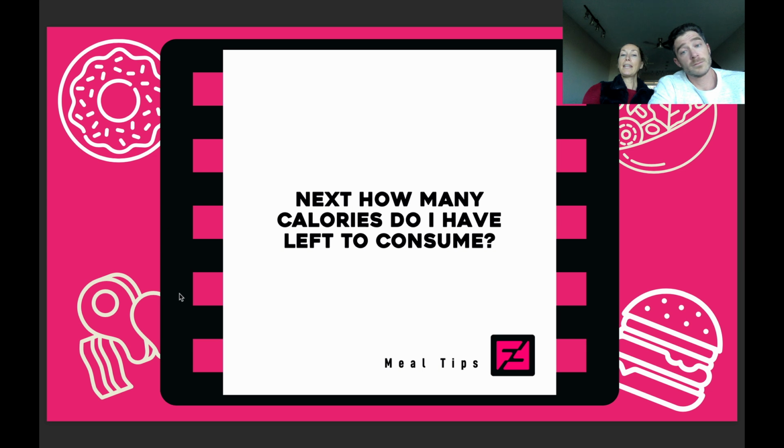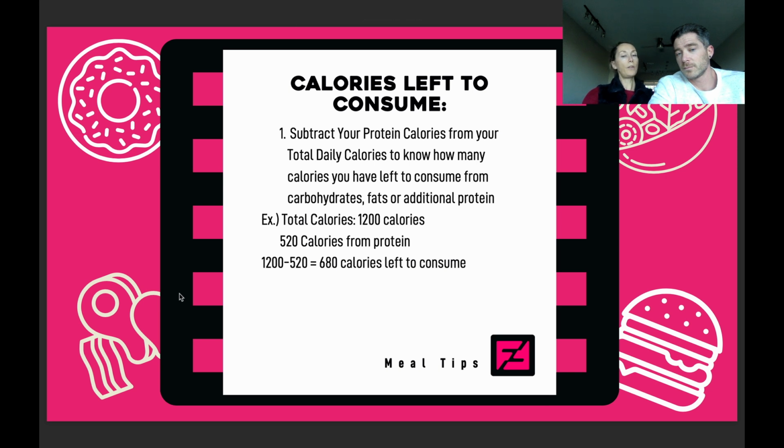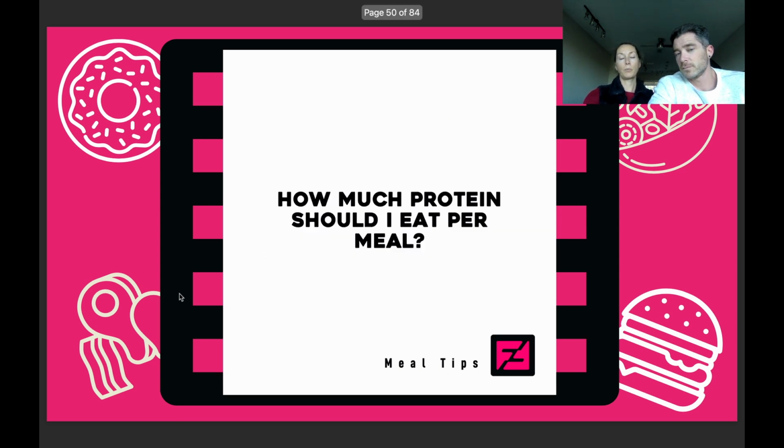So our protein takes up 520 calories from our total calories. Next, how many calories do I have left to consume? Oh, the difference. So calories left to consume. We're going to subtract your protein calories, which we just figured out, from your total daily calories to know how many calories you have left to consume from carbohydrates, fats, or even additional protein if you want. If we have 1,200 calories for the entire day, and 520 of those calories are from protein, we do 1,200 minus 520, and we get 680 calories left to consume between carbohydrates and fats, or additional protein.